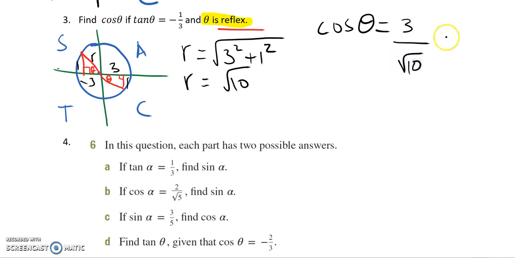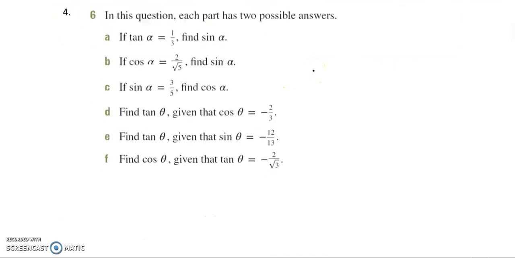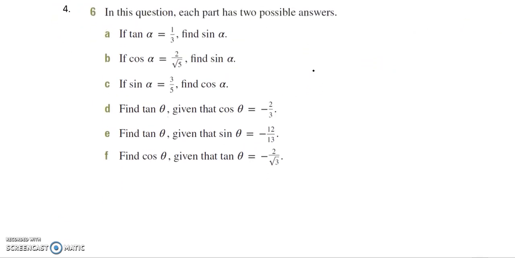But you've got to figure out, is that reflex? And what would you need to do to make it reflex? So I'm going to leave that part up to you. We're now going to do a couple of examples from the text. Not all of them, just a few. So we're going to begin with question 6a here.